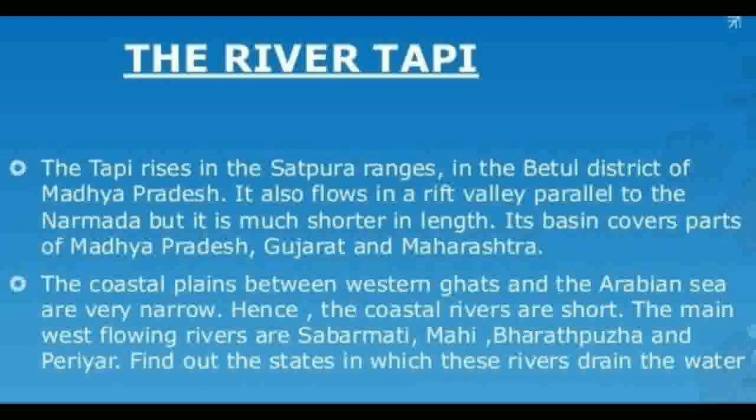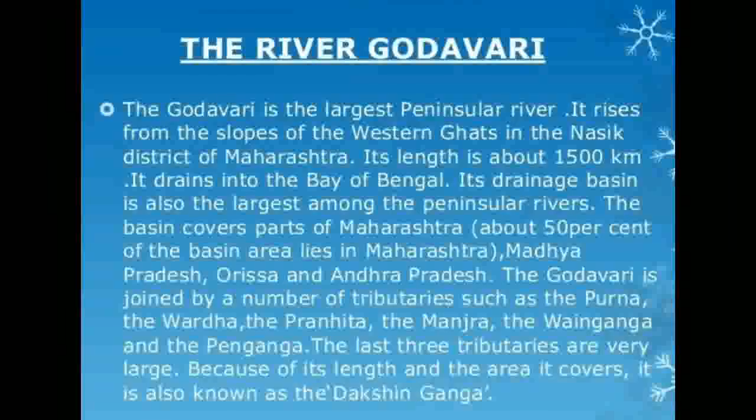But one important thing associated with the rivers Narmada and Tapi is that they do not form deltas at their mouths. They enter the Arabian Sea through an estuary. Got it? Now, moving ahead, the river Godavari.